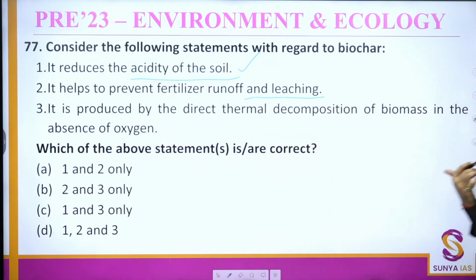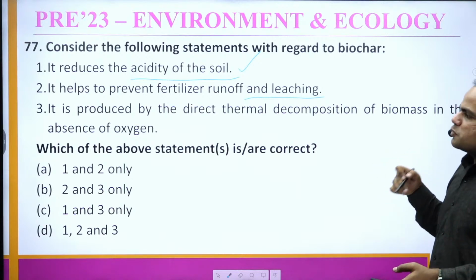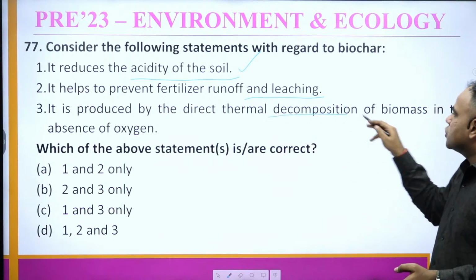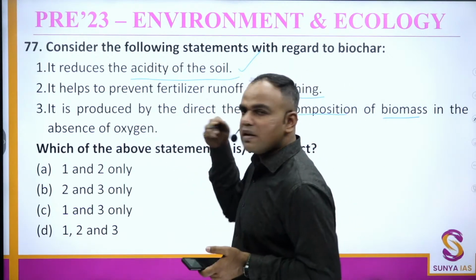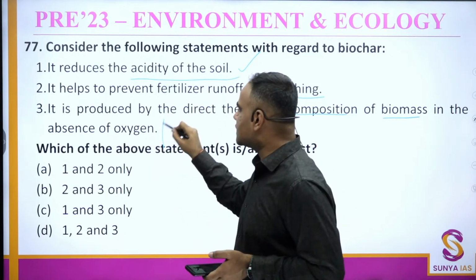So even this part is true for question 77. And then it is produced by direct thermal decomposition of biomass in the absence of oxygen. That is true. They could have even said it is produced through pyrolysis.